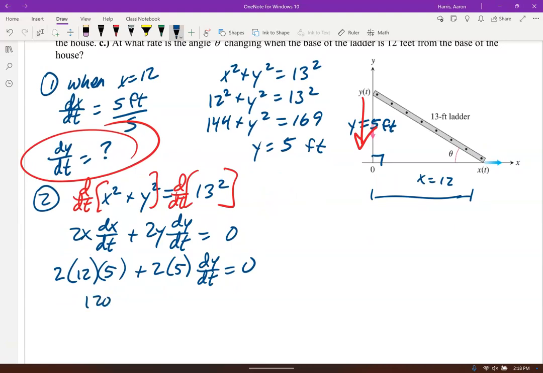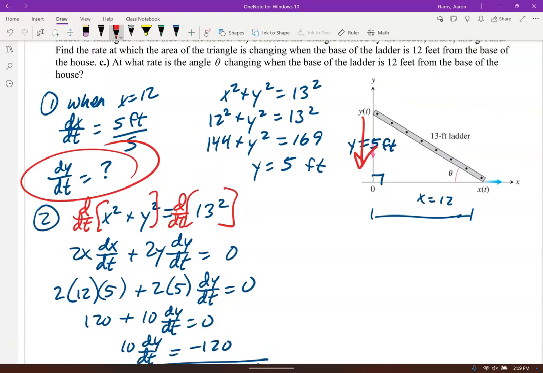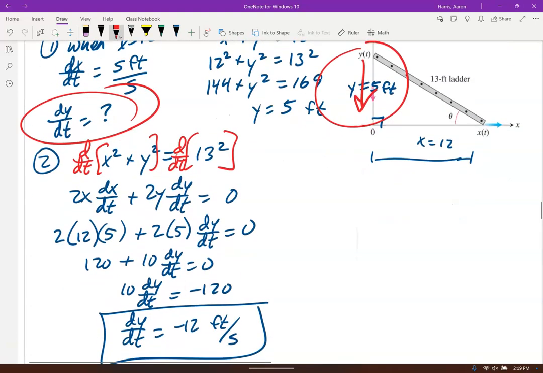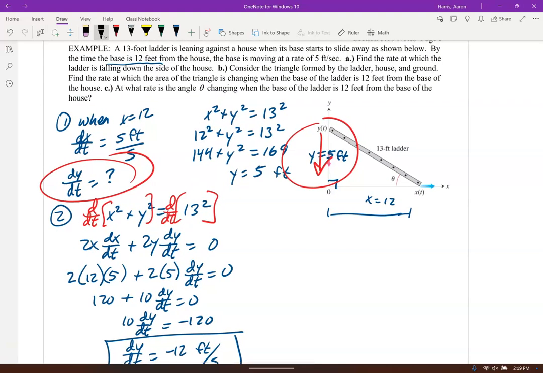So 120 plus 10 dy dt equals 0. 10 dy dt equals negative 120. So dy dt divided by 10 is negative 12. This is in feet per second. So the ladder, again, right here, that ladder's going down, right? It's changing 12 feet per second on that. Okay? 12 feet per second. All right, that's part A. Let's do part B now.